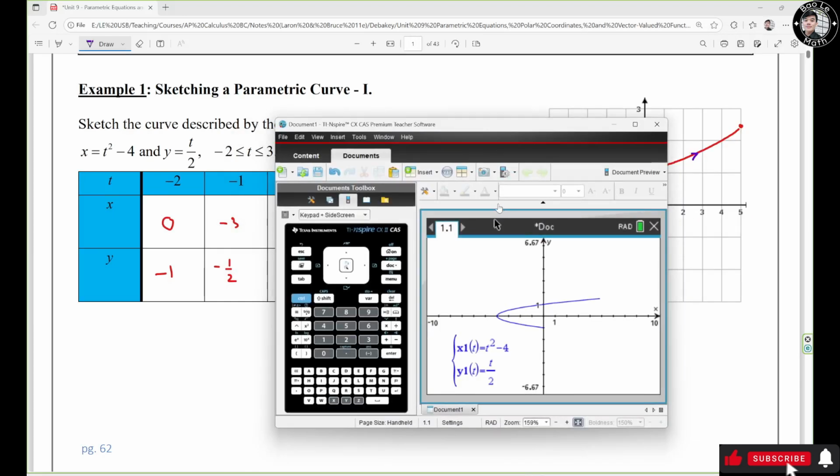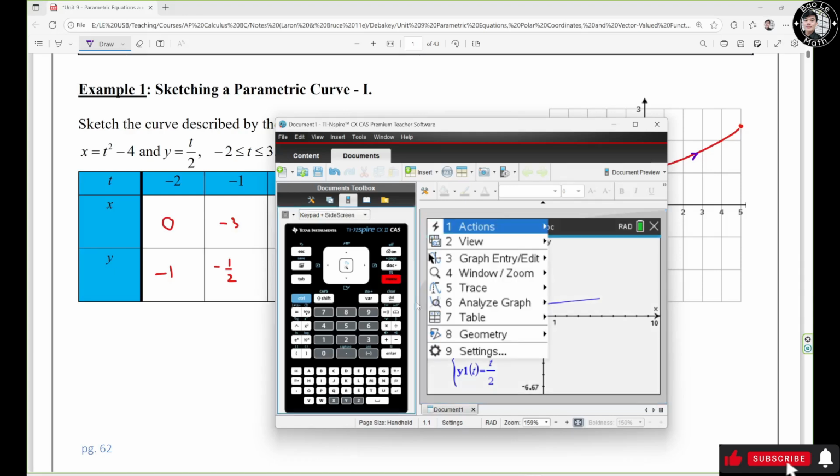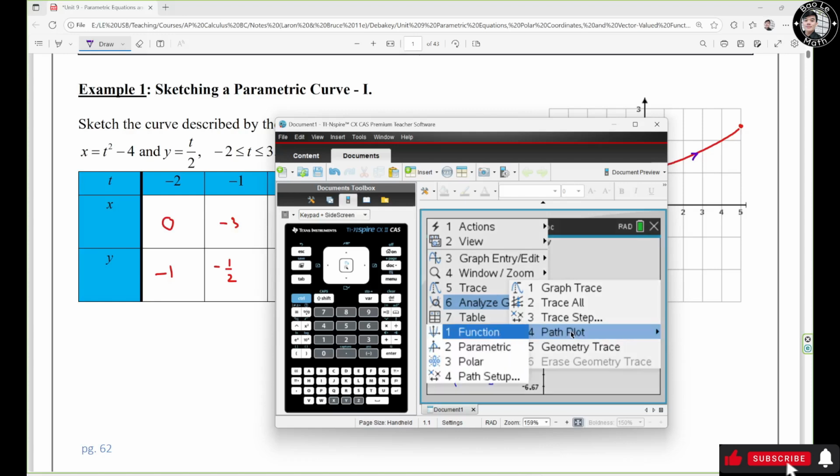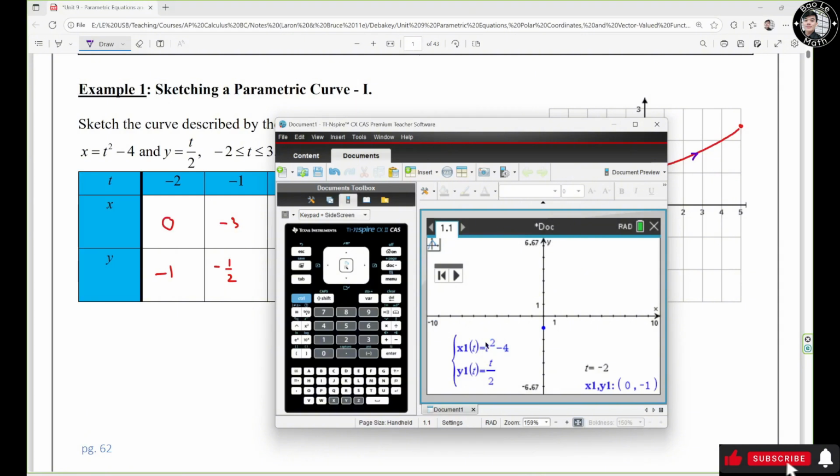If you want to see how the graph is moving, press menu, trace, and then plus, and press number 2. Then press the stop animation and just enjoy how it looks. It stops right here.